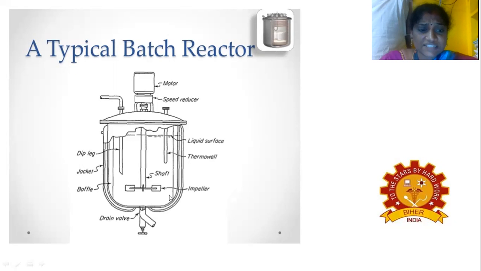This is the structure of a typical batch reactor. This is the vessel, and here a motor would be there, connected to the agitator, and this agitator is used for mixing the contents present inside the bioreactor. Probes would be present, and the impeller would be connected to the agitator for uniform mixing of contents. Cooling jackets would be present on the outer sides of the bioreactor to cool it, and baffles should be present on the inner side of the reactor to break the bubbles. This is a typical batch reactor.